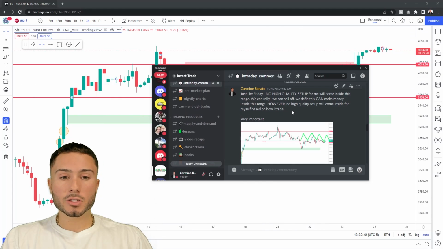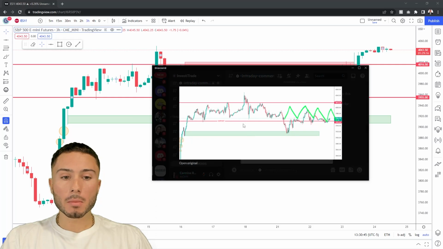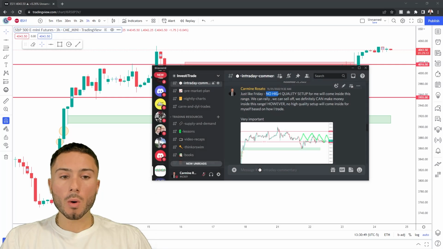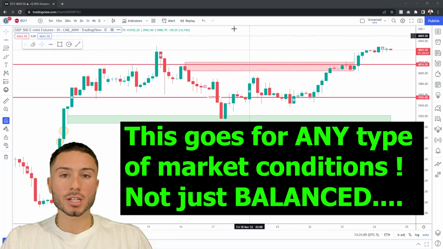Last week in the Discord, I was telling members every single day that the market is inside of this range. It's a balanced range, and no high quality setup for me will come inside of it. We can rally, we could sell off, we could make money. However, no high quality setup will come inside based off of how I trade. You must tweak your strategy or tweak your rules in order to fit the conditions of the market.